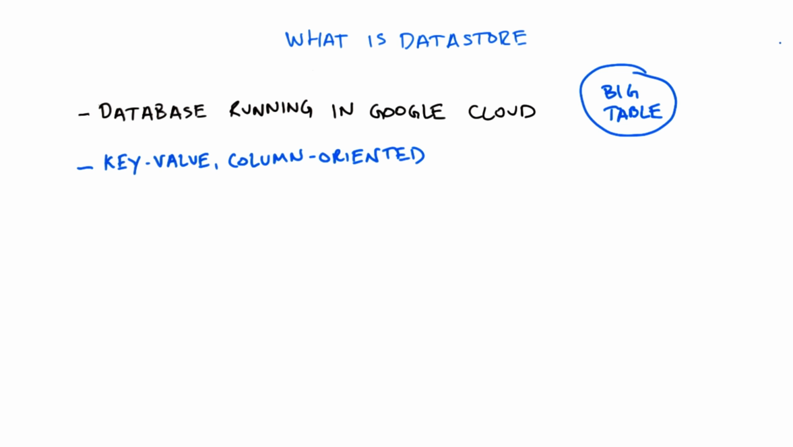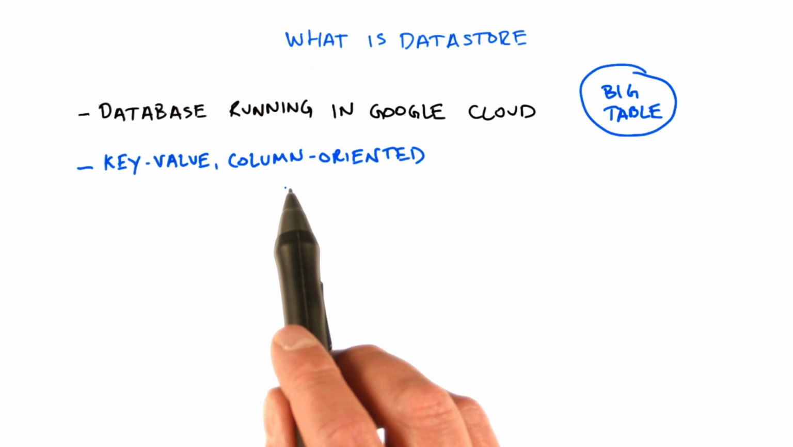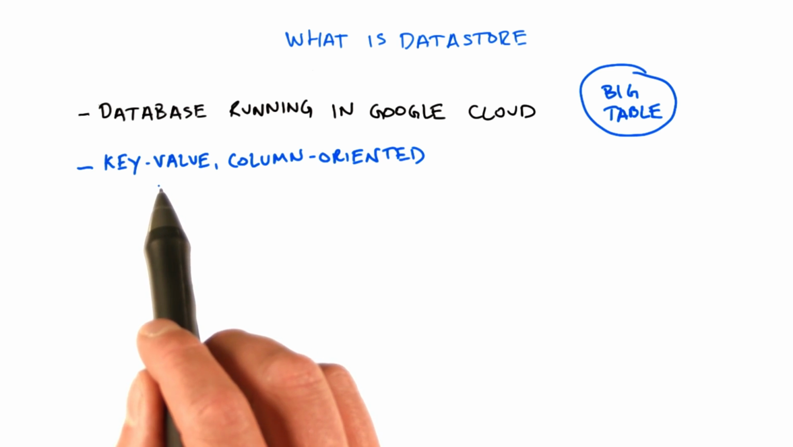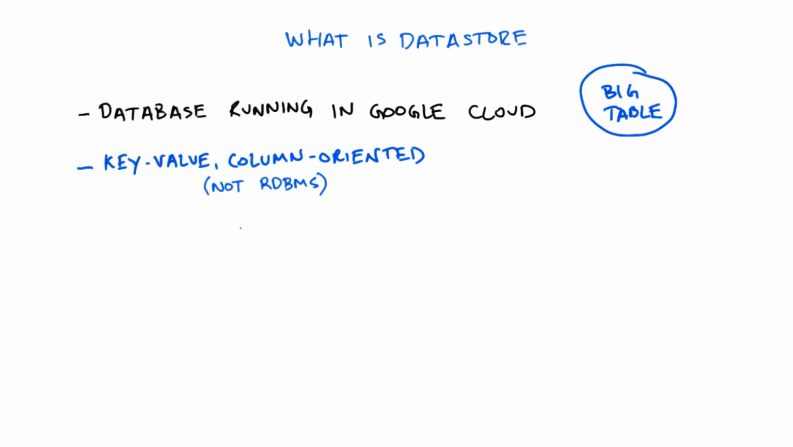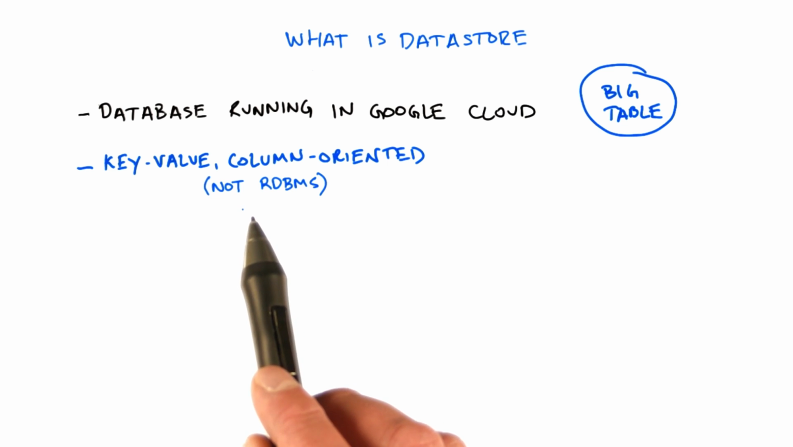Datastore is a NoSQL database, and to be more specific, it is a key-value, column-oriented store. It is key-value because the way you get and put information is very similar to that of hash tables or associative arrays in programming languages. And it's column-oriented, which means that columns, not rows, are stored together, which means better performance and scalability for certain operations. This also means that Datastore is not like a traditional relational database system using SQL.